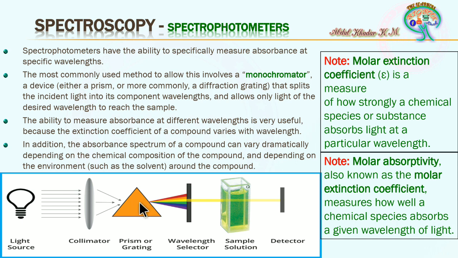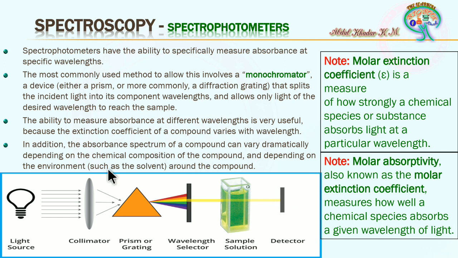This prism or diffraction grating is going to create a spectrum, and the spectrophotometer has been designed in such a way that out of this spectrum a particular desired wavelength can be passed through the wavelength selector. Because of this, the particular wavelength of our desired nanometer is going to pass through the sample solution, and further it is going to give a particular absorbance reading.